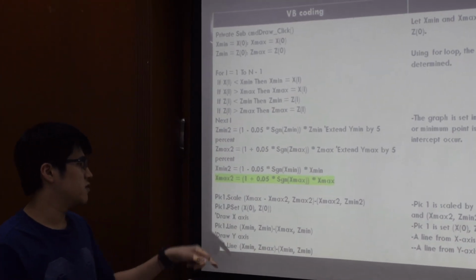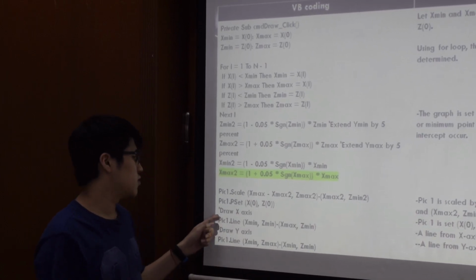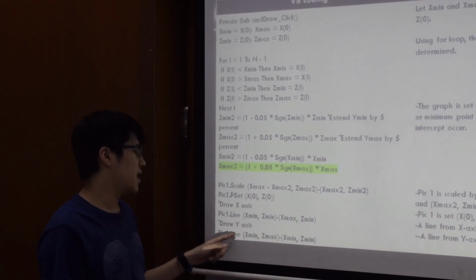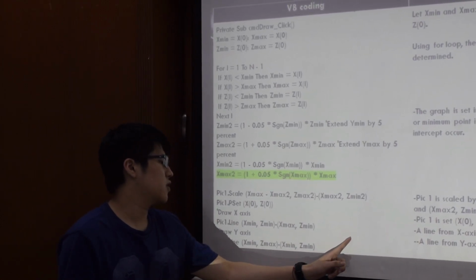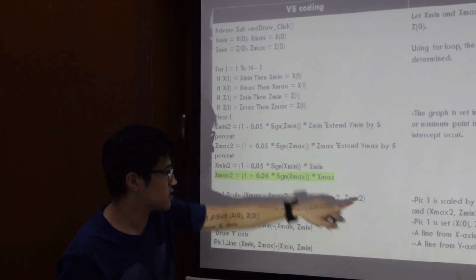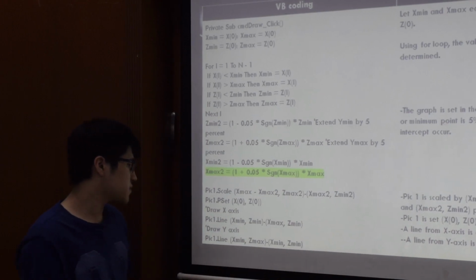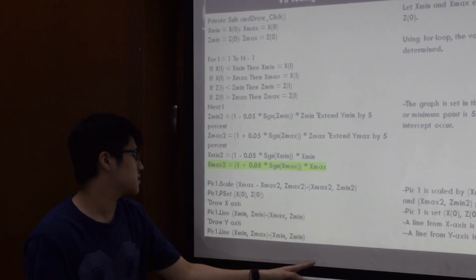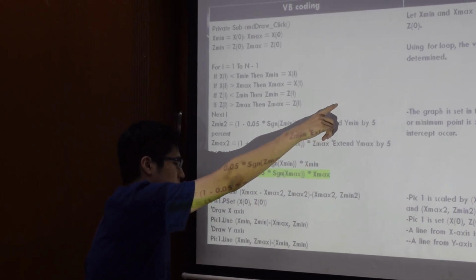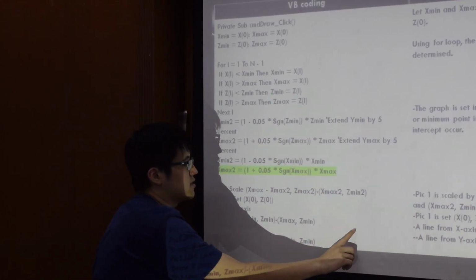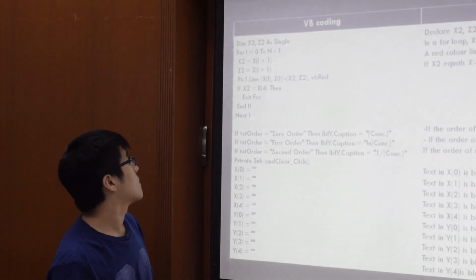So we will set the origin at the x0 and the z0. Then we will draw the x-axis with the line from the x minimum, z minimum point until the x maximum and the z minimum point. And next we will draw the y-axis, which is from the x minimum, z maximum until the x minimum and z minimum.